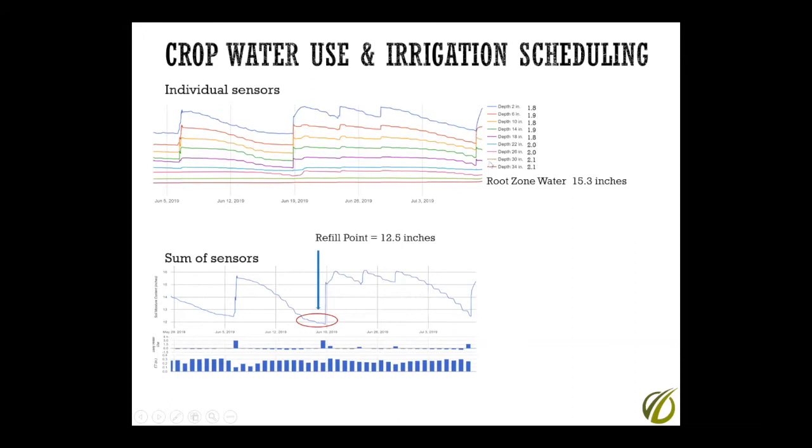And so for some scheduling decision, I definitely see root activity at 30-inch depth. So for this exercise, I'm going to call my root zone from 0 to 30 inches, which is 15.3 inches. That's just the sum of total water in this area. So if I get down here, this is what we call a sum of sensors. I basically take these individual sensor lines here and I add them all together.